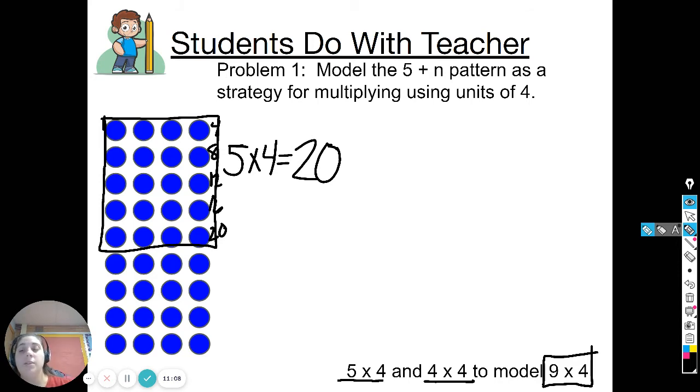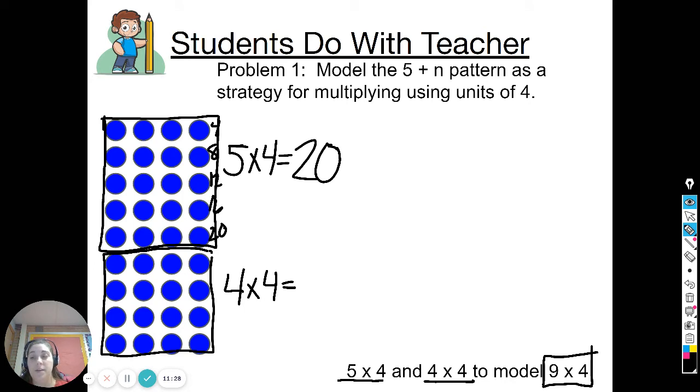Now we're going to put a box around the bottom part of the array, which is 4 rows of 4. And let's go ahead and label that 4 rows of 4. Now go ahead and try to skip count on your own to solve 4 rows of 4. If you think you've got it correct, hold it up so the substitute can see if you're right.